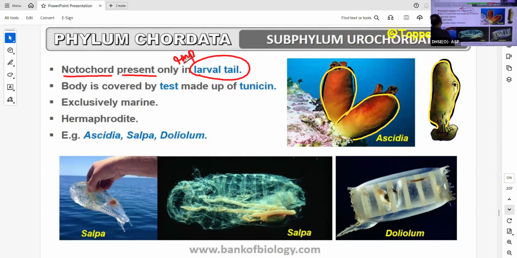We'll see that. Body is covered by test. Test means a cover, an envelope kind of cover. Okay? And it is made up of a substance called tunicin. It is basically a polysaccharide and protein composition. Okay? They are exclusively marine. Only found in the marine. Okay? They are hermaphrodites, meaning bisexual.